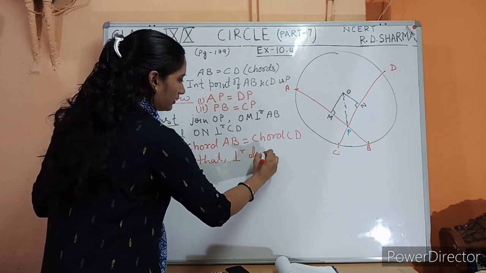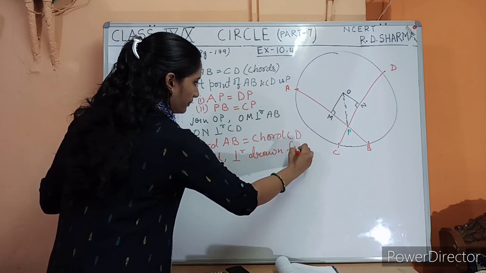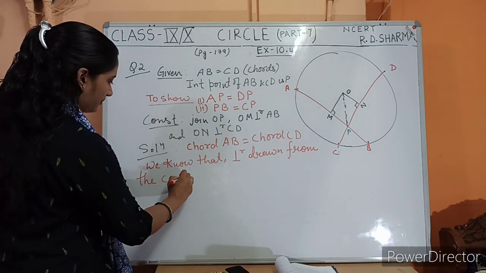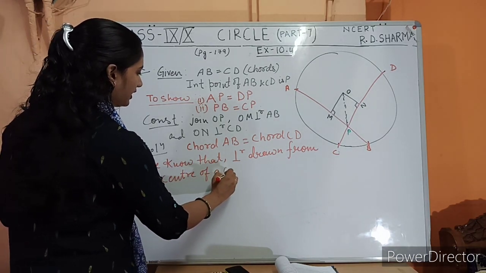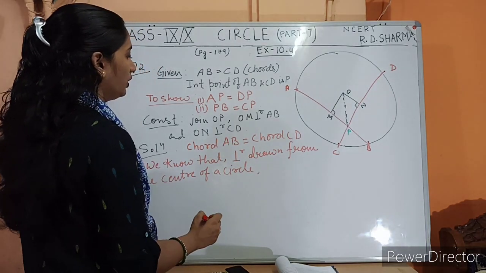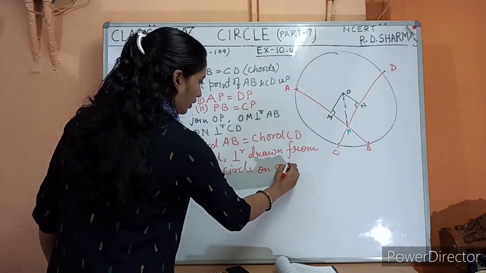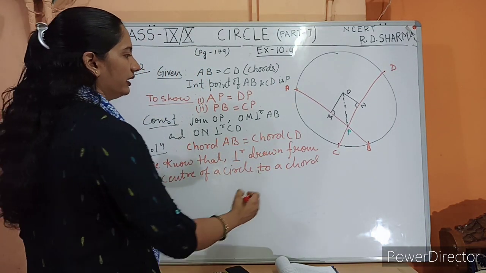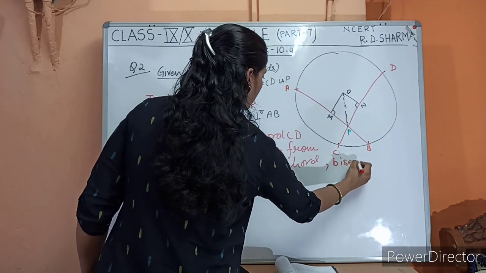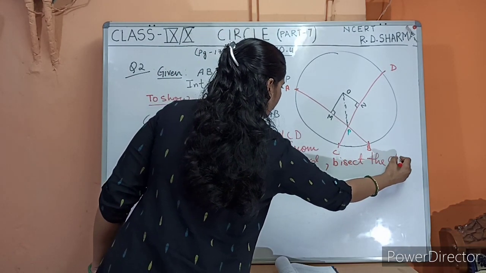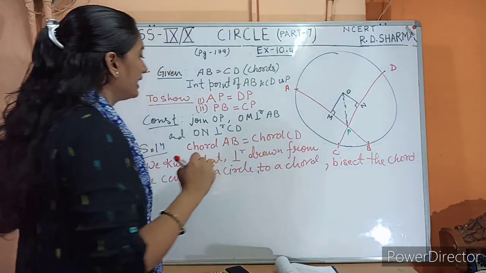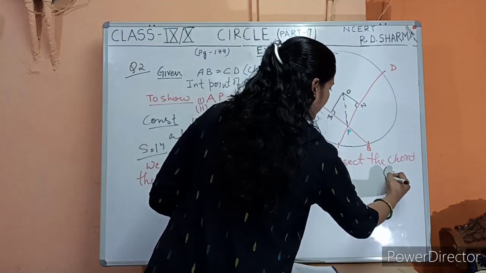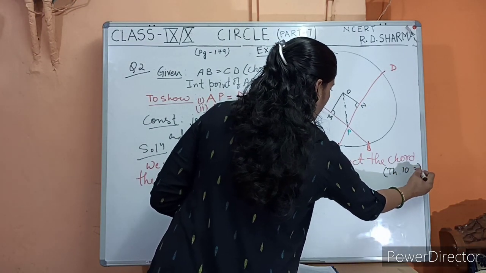perpendicular drawn from the center of a circle on a chord, or to a chord, you may write, to a chord, bisect the chord. Correct? This theorem we already know, and this is the theorem number 10.3. You may check out from the NCERT.